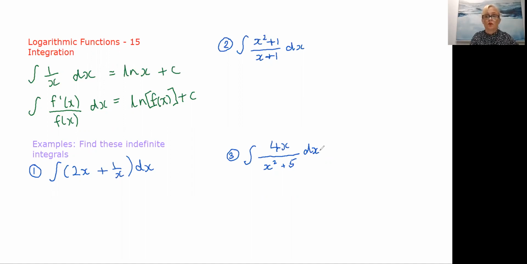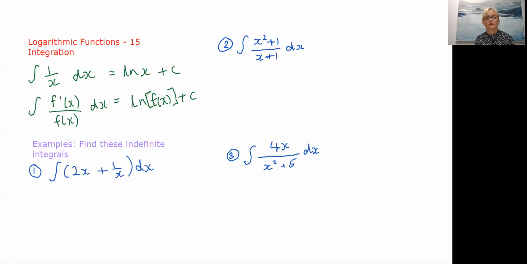We've done a video on differentiation, and of course integration or anti-differentiation is going back the other way. We learned in our previous video that if we differentiate natural log of x, we get 1 on x. It follows therefore that if you're integrating 1 on x with respect to x, you're going to get natural log of x plus some constant term.